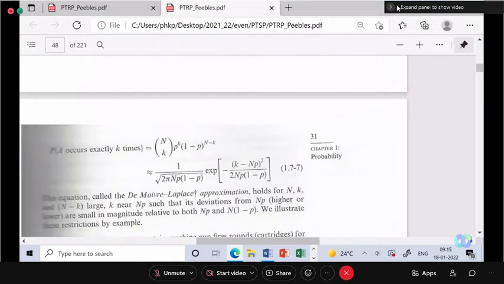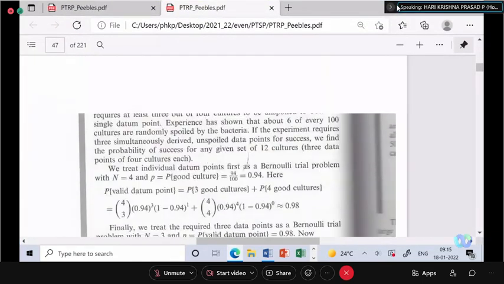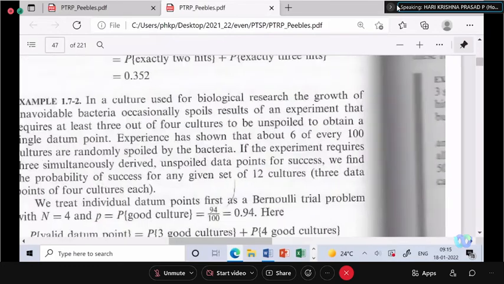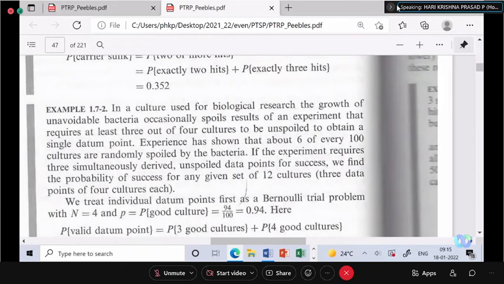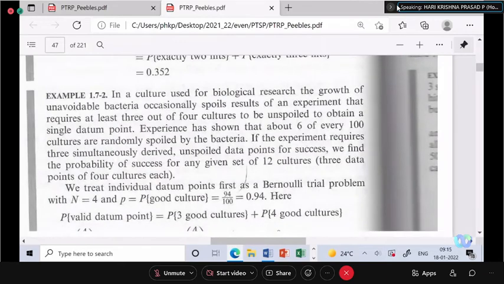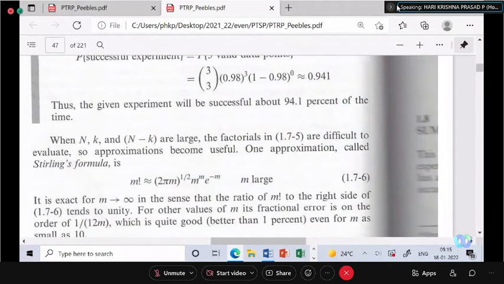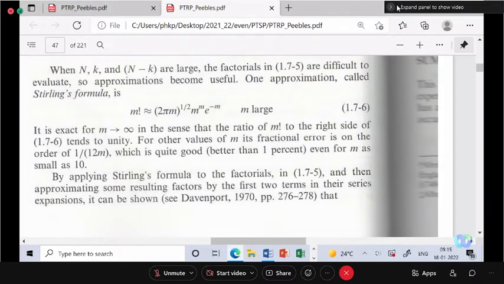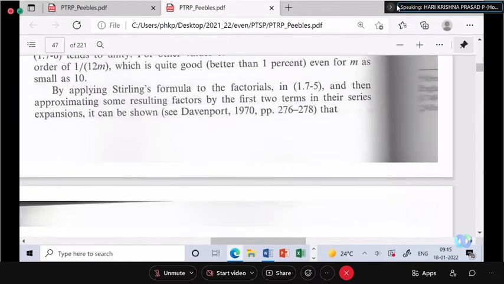This is what I am referring to. The second example is example 1.7-2. That is followed by a formula. Okay. This is fine.